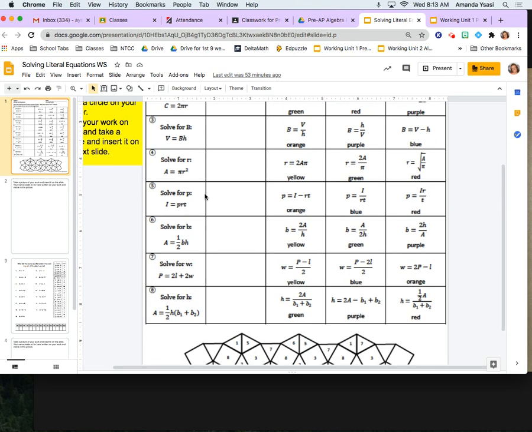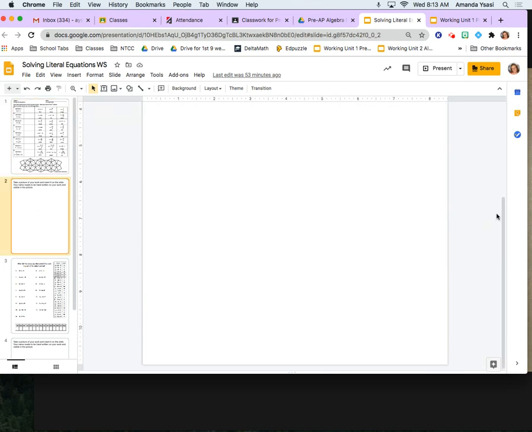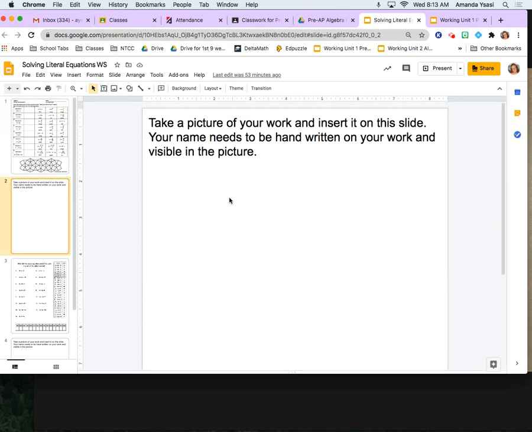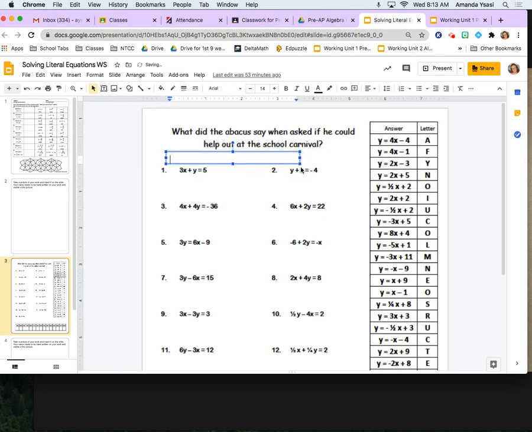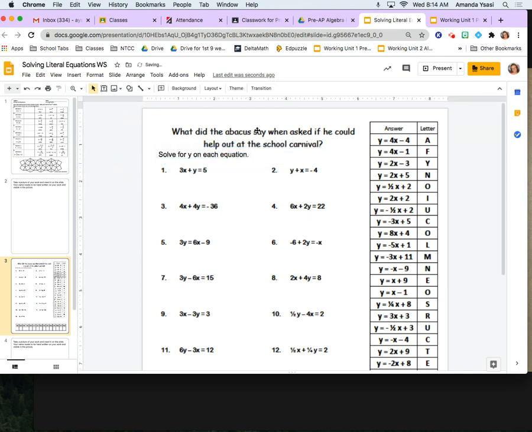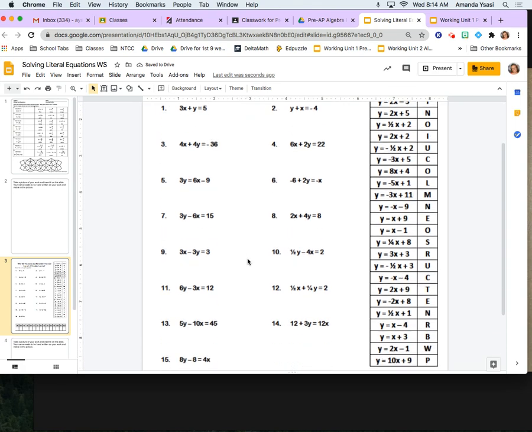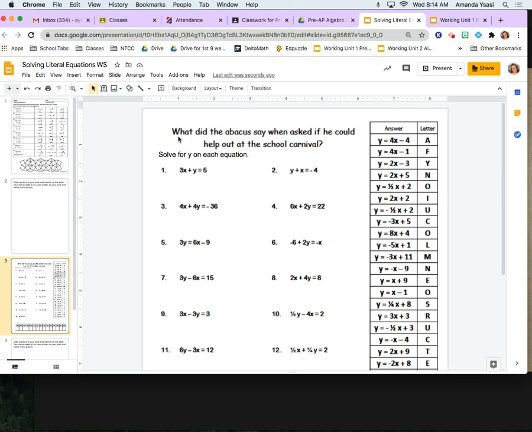So that is page 1. Then it gives you a blank page that says insert a picture of your work. And then the third page, this is 100% just solving. I need to write that on there. Solve for y. So you're going to solve for y on every single one of these. And then you will have an answer to this. What did the abacus say when asked if he could help out at the school carnival?